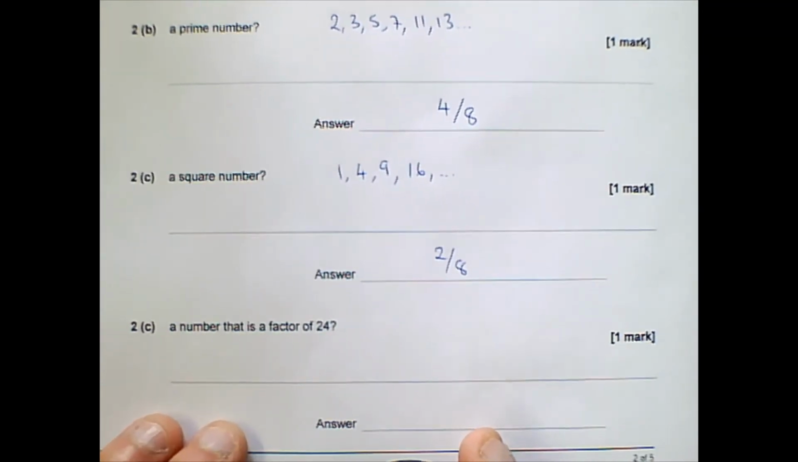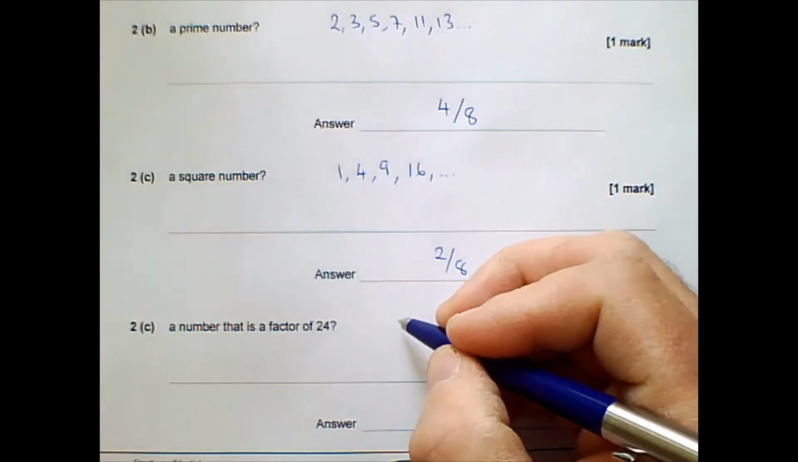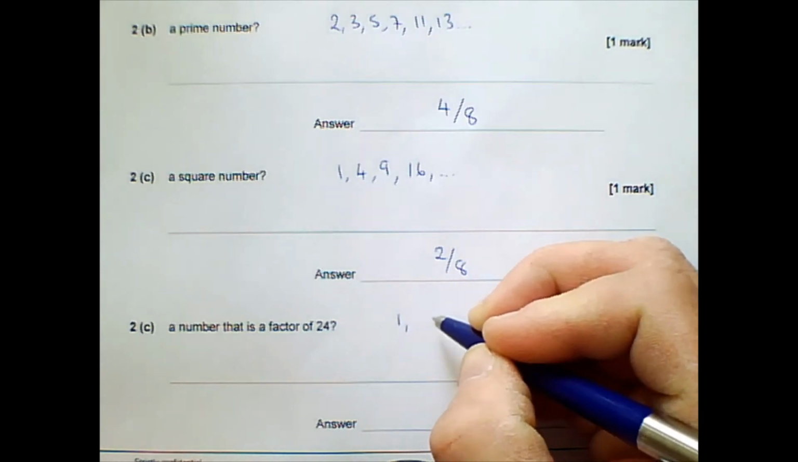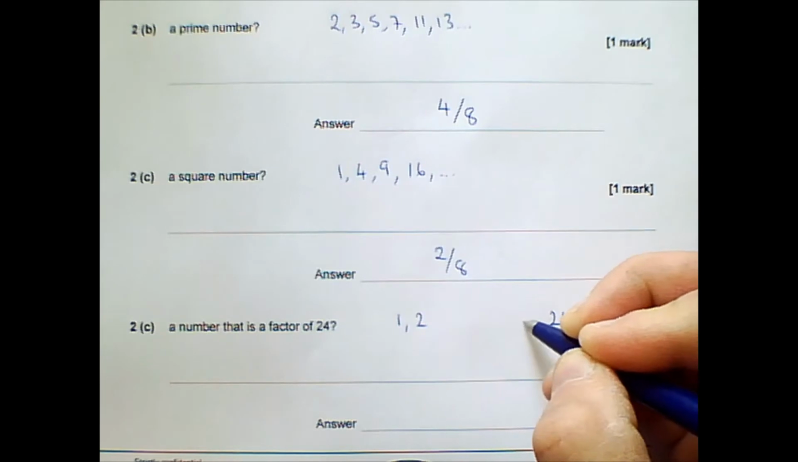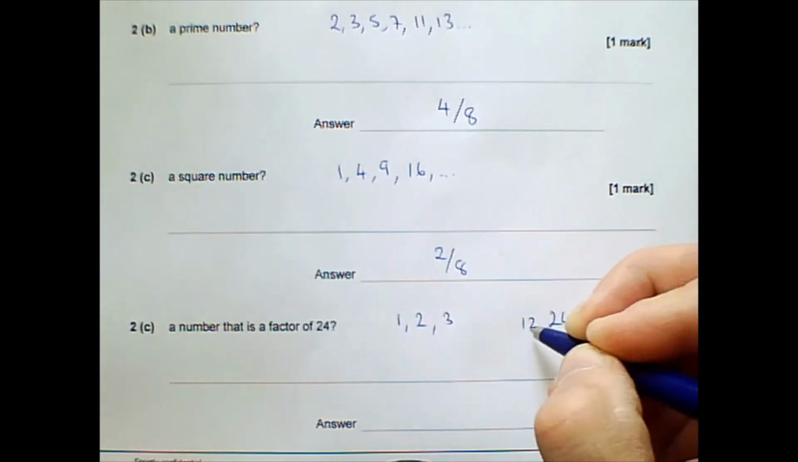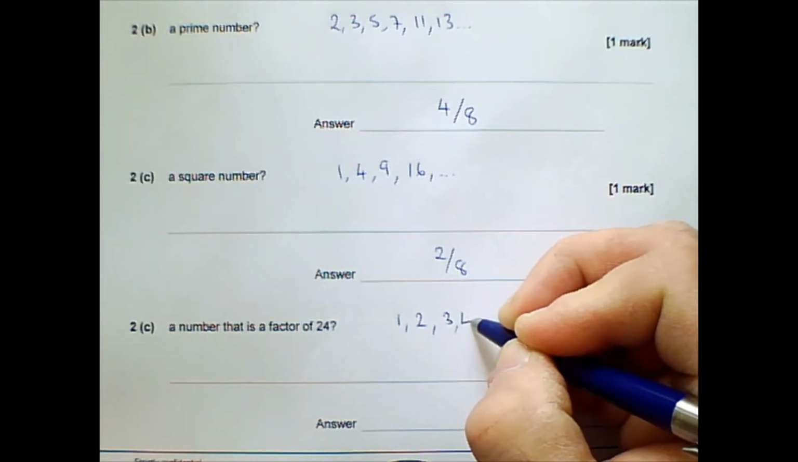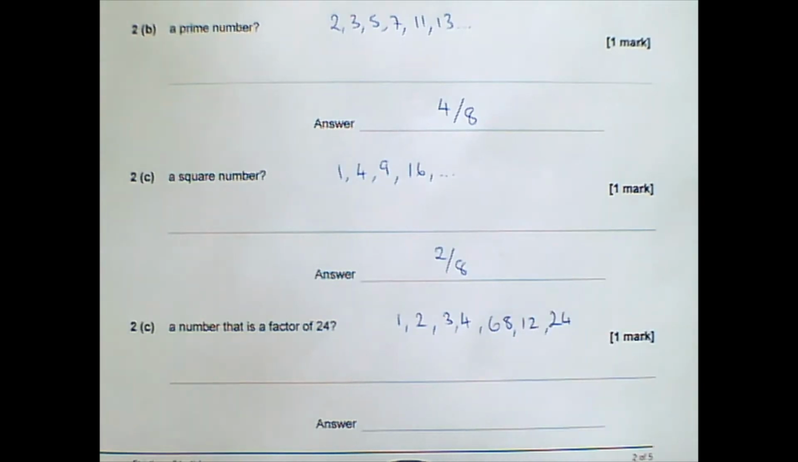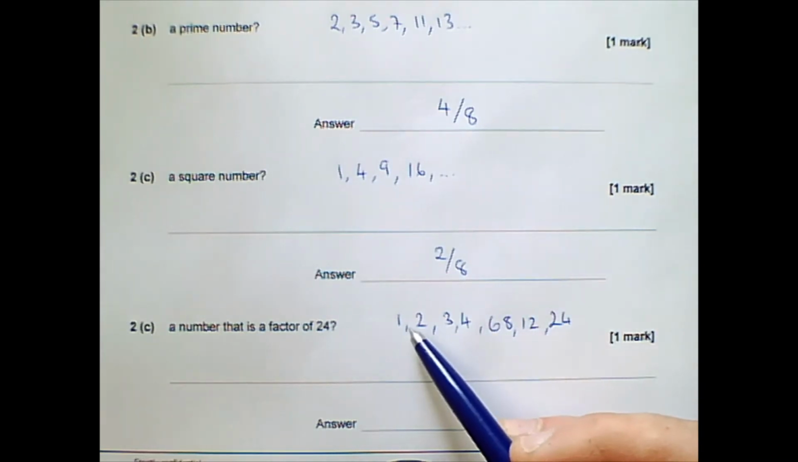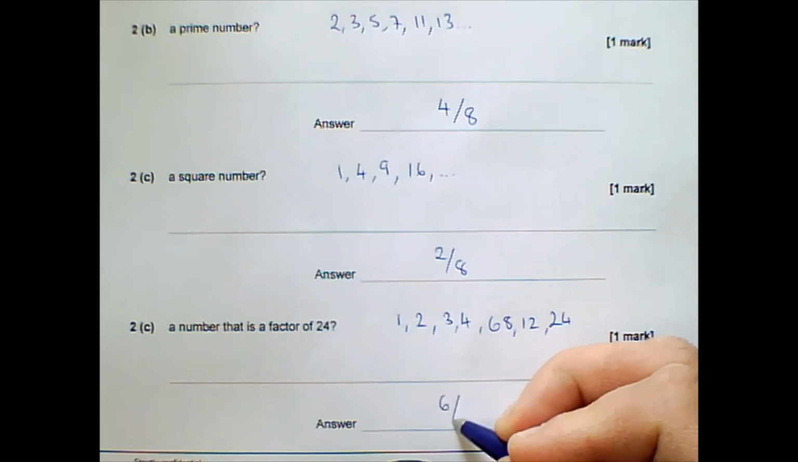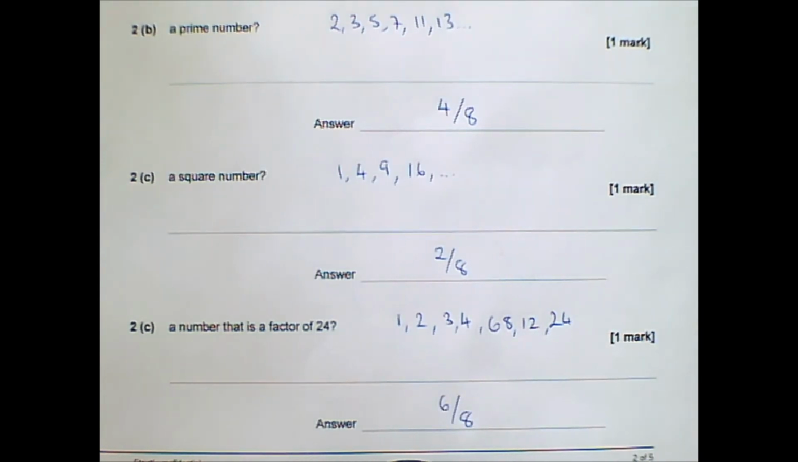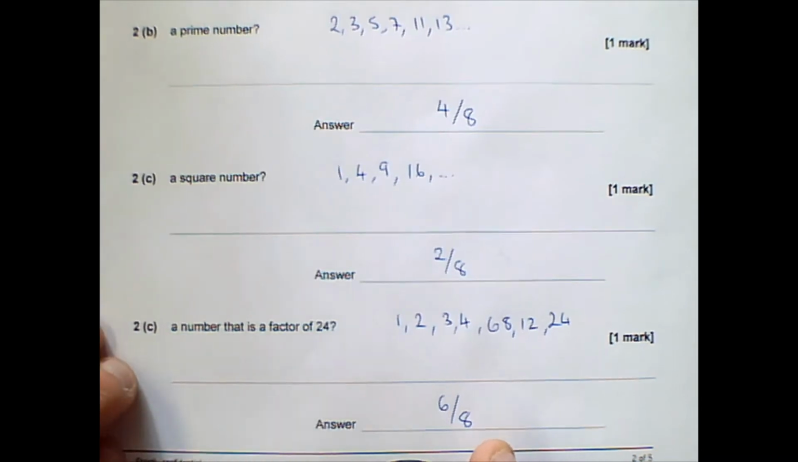And finally, a number that is a factor of 24, so I'm looking for things that multiply to make 24. So I've got 1 times 24, I've got 2 times 12, I've got 3 times 8, I've got 4 times 6, and 5 doesn't work. So there's all of those factors, and in the numbers 1 to 8, I've got 1, 2, 3, 4, 5, 6 of them. So my probability is 6 out of 8. 1 mark for each of those questions.